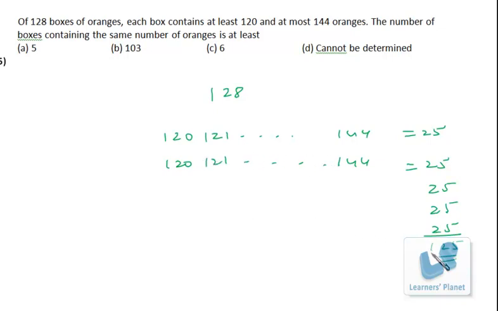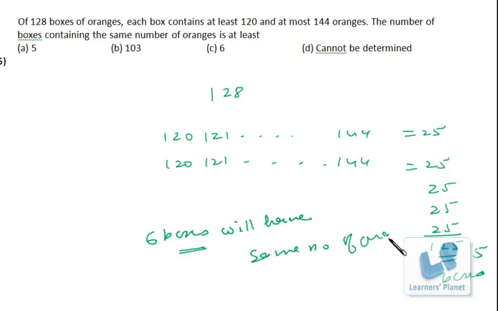Now after that we are still left with 3 boxes. So definitely these 3 boxes will contain any of these numbers. Okay, so till here 5 boxes, that means at least 6 boxes will have the same number of oranges.